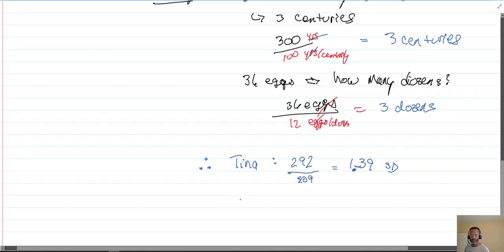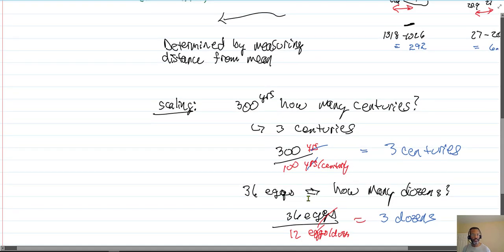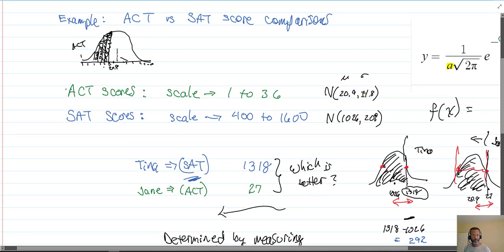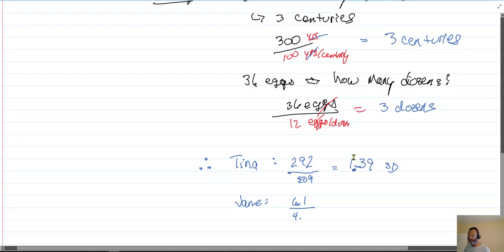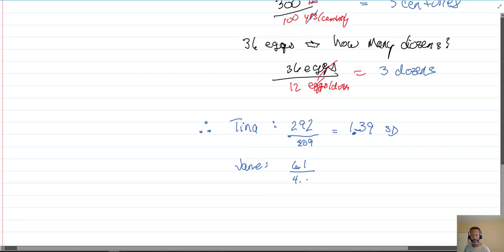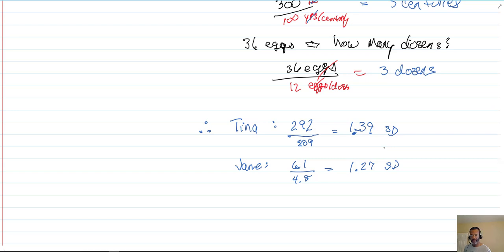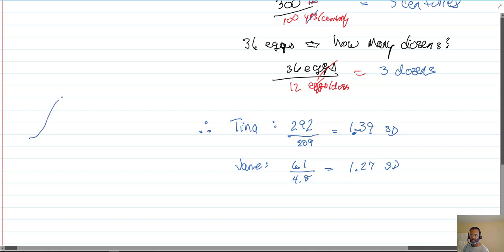And for Jane, her score, which was the 6.1, is divided by the standard deviation for that particular data set. And so we said, go back up, that was 4.8. So her score was 1.27 standard deviations. And so these are distances from the mean.